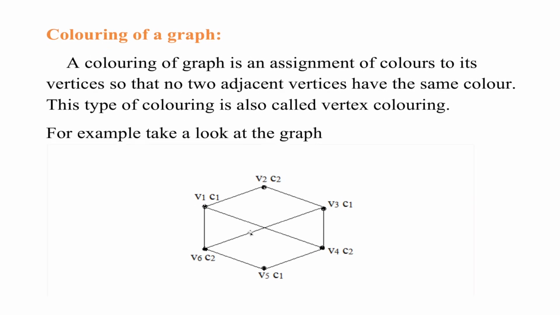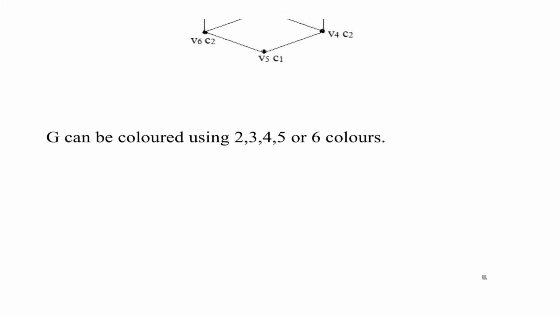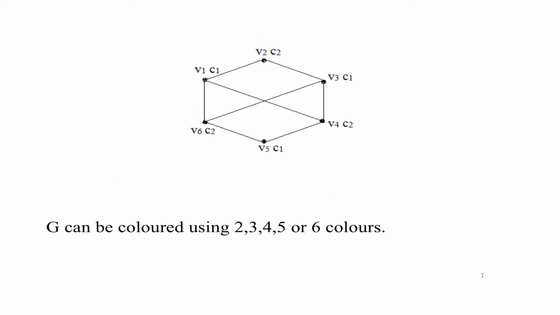A coloring of a graph is an assignment of colors to its vertices so that no two adjacent vertices have the same color. That is, we can also say the definition is we have to define a mapping f from the vertex set to the color set. So, this type of coloring is also called vertex coloring. For example, this example is on the screen. That G can be colored using 2, 3, 4, 5 or 6 colors.